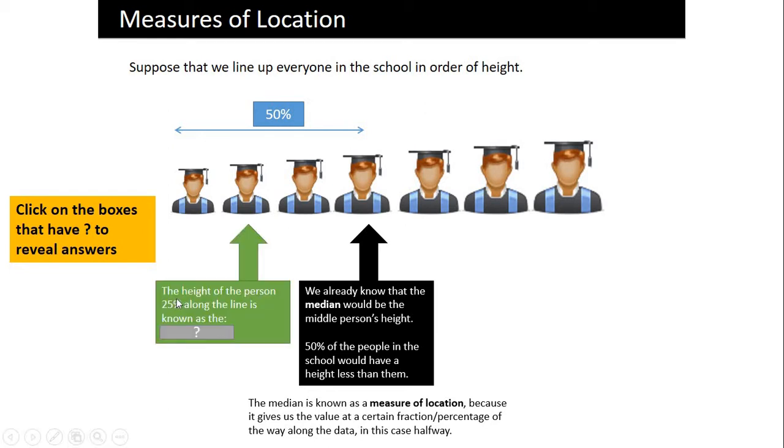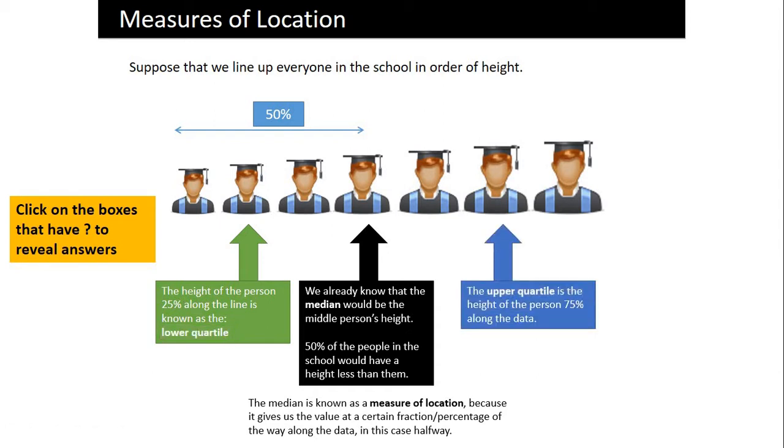The height of the person that is 25% along the line is known as the lower quartile. The upper quartile is the height of the person that is 75% along the data.